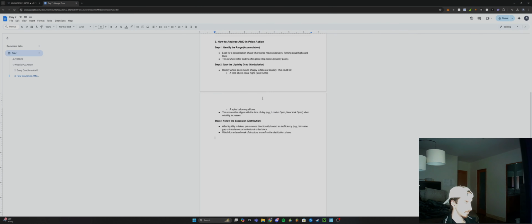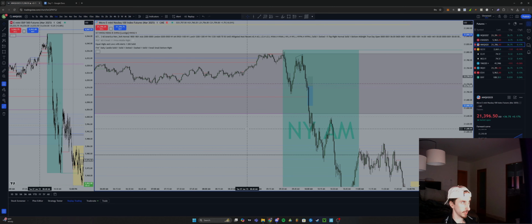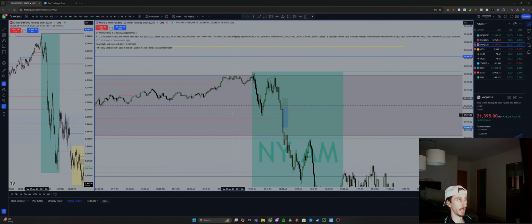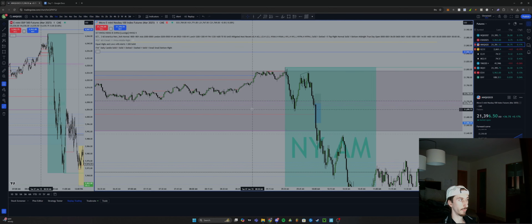So there really isn't much else in terms of figuring out what PO3 is. Again, it's really simple. You just look for the accumulation, wait for the manipulation to either side of the market, and then trade the distribution in the opposite direction of wherever the manipulation took place, right? So again, if we manipulate the highs, you want to look for the distribution short. If we manipulate the lows, you want to look for the distribution higher. That's literally it. So yeah, I'm just going to leave it there for day 7.